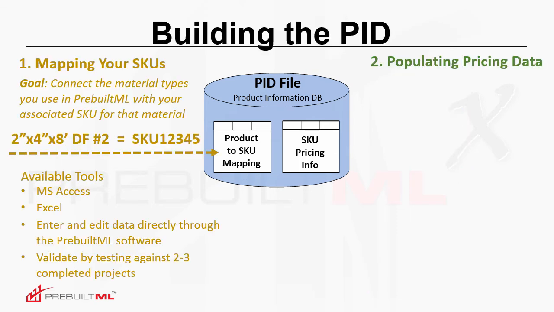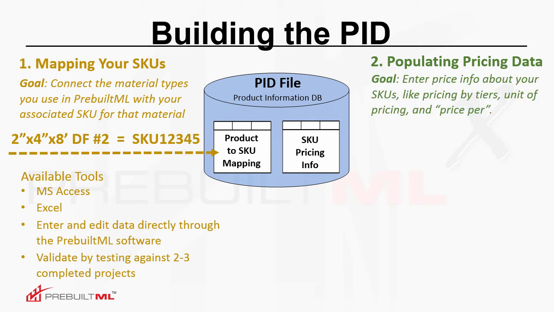Just to take a closer look at what that looks like, when we're populating the pricing data, what we mean is we want to enter the price information about your SKUs, like any pricing tiers that you might use, or the unit of pricing, or the price per. Continuing on with that practical example, for SKU 12345 that we mapped on the left side, we would want to enter pricing information such as it's 45 cents per lineal foot, and perhaps it might come in multiple tiers.